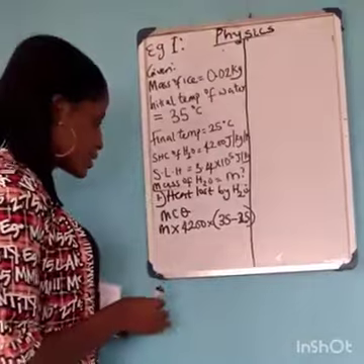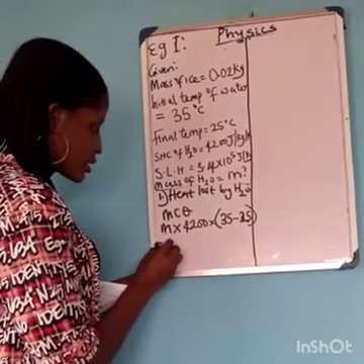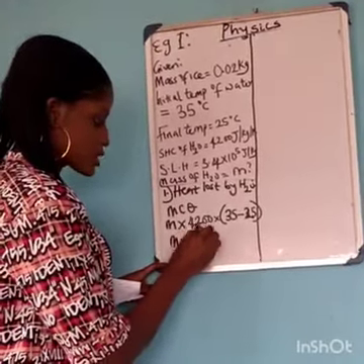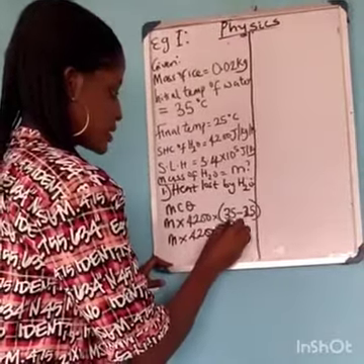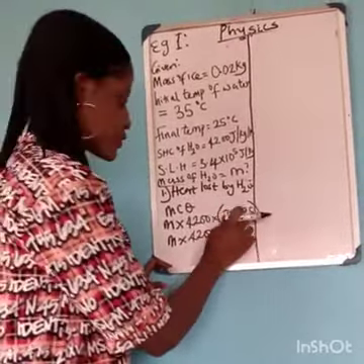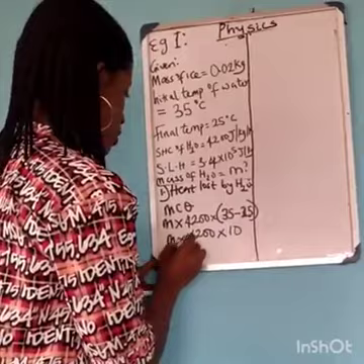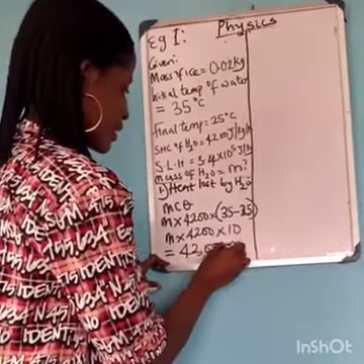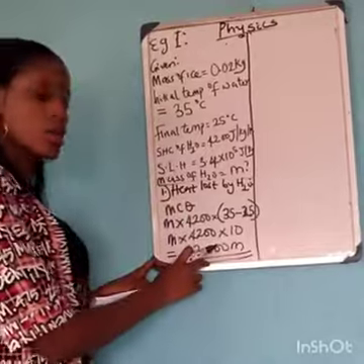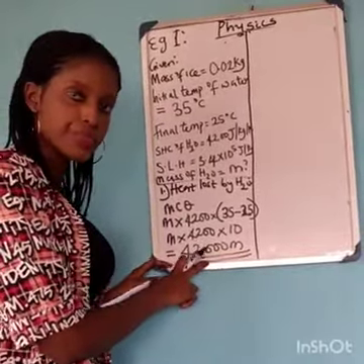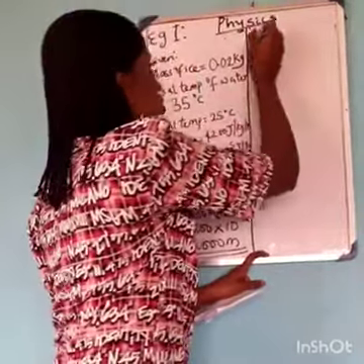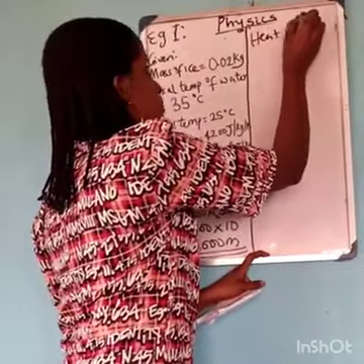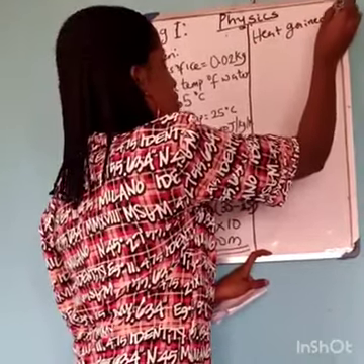So if you proceed, the heat lost is 4,200 times 10, since 35 minus 25 gives us 10. Therefore, we are left with 42,000 m. This is the heat lost by water. We have to now proceed to the heat gained by ice.